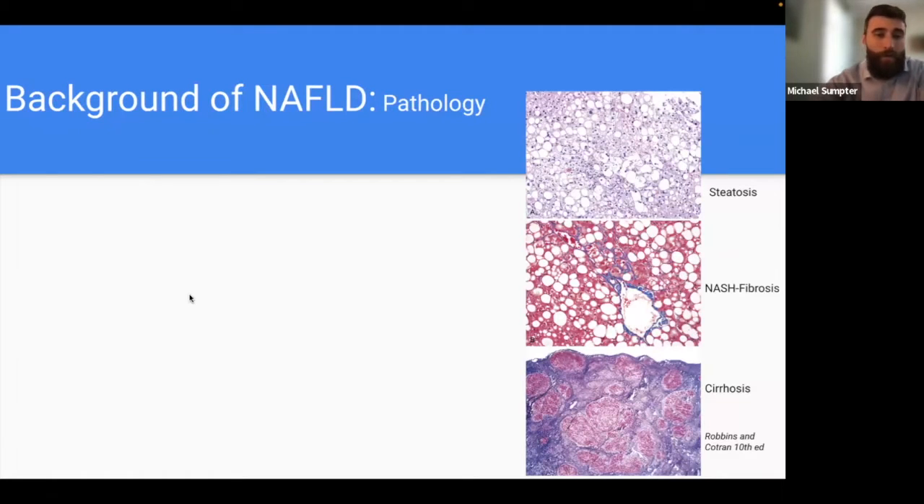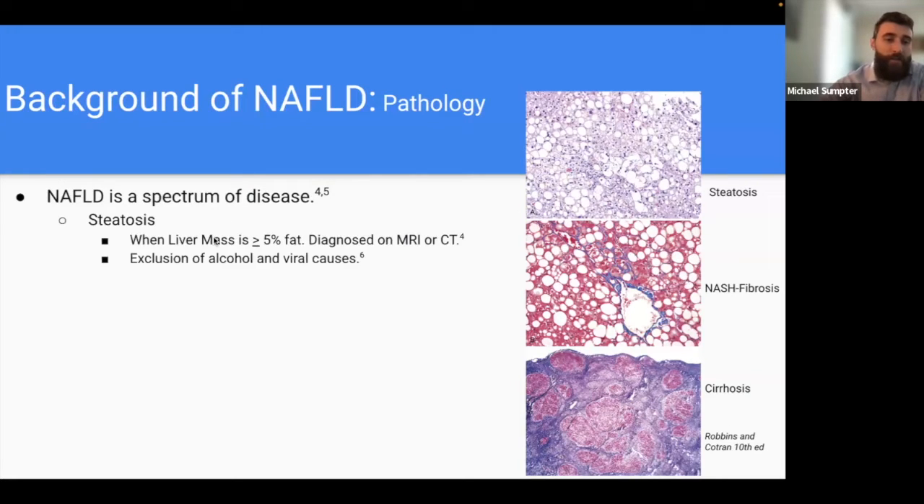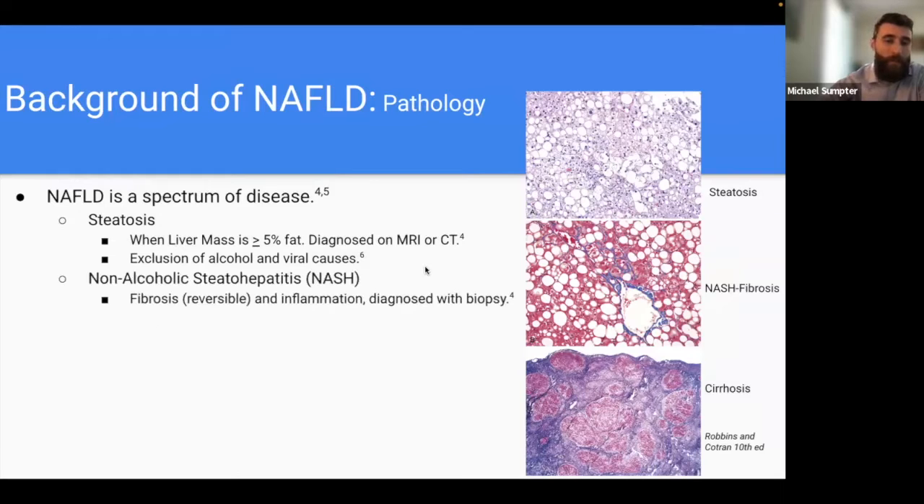All right, moving on to the pathology of NAFLD. So NAFLD is going to be a spectrum of disease, and the first stage of that is going to be steatosis. Steatosis is defined as when liver mass is greater than or equal to 5% fat. And this will be diagnosed on MRI or CT. MRI is the gold standard. Of course, when you're going to be diagnosing someone with steatosis, and specifically non-alcoholic fatty liver, you have to exclude alcoholic and viral causes.